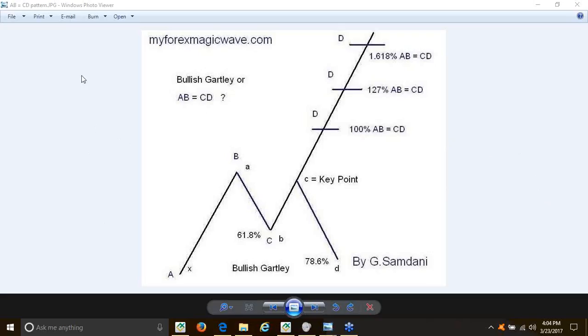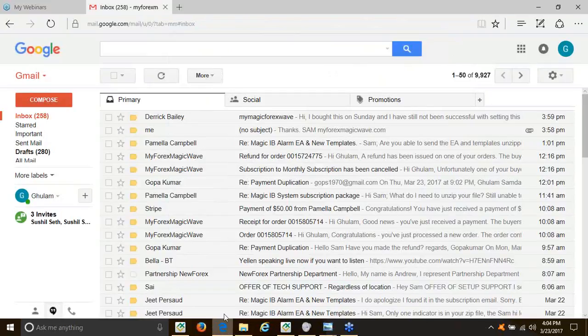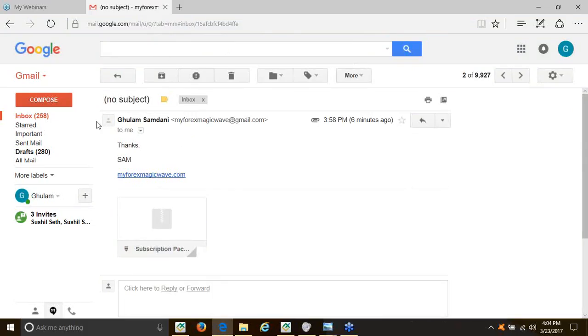So okay, let's get started here. Just want to show one simple thing before I start. There was somebody asking me how to download this. So what I'm showing here is that I mailed myself that package, the subscription package. And if I open my email, okay, here, this is how you get the package in your email, and then you simply download it.